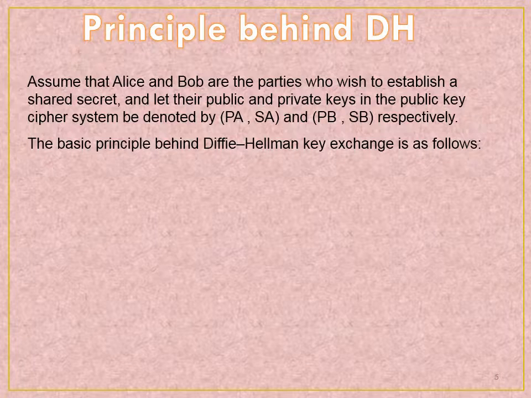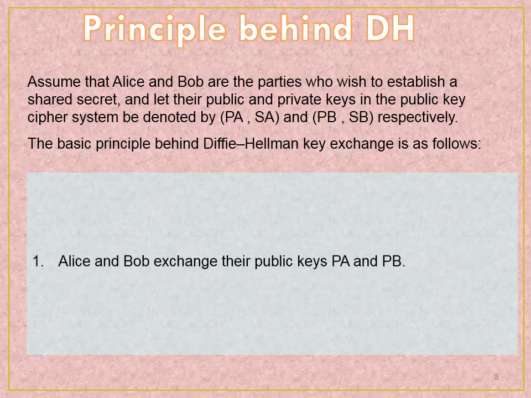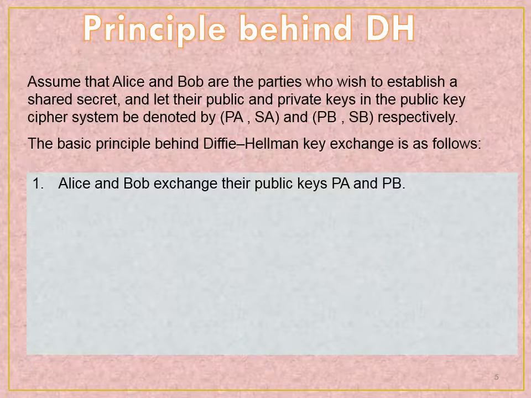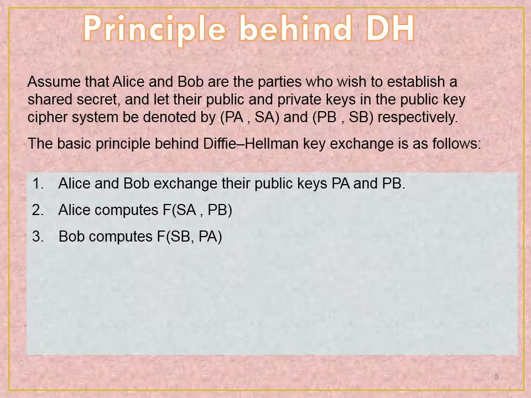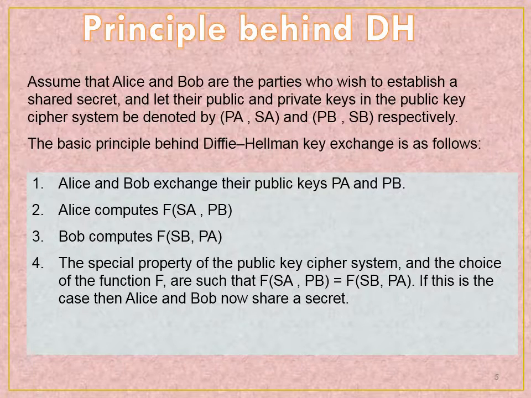The working principle behind Diffie-Hellman key exchange is as follows. In the first step, the two parties, Alice and Bob, will exchange their public keys. In the second step, Alice will compute the assumed function using her own private key and the public key of Bob, that is f(SA, PB). Meanwhile, Bob will also compute the assumed function using his own private key plus the public key of Alice that Alice just sent to Bob in the first step.